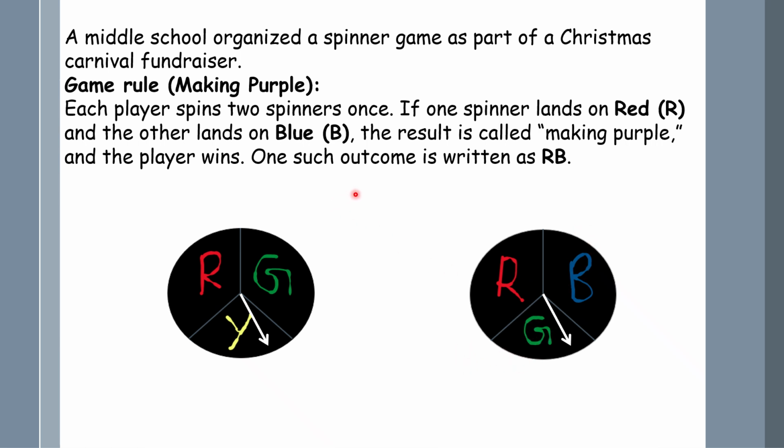The rule of the game is making purple. So we get purple color if we get red from the first spinner and blue from the second spinner. One such outcome is written as RB. RB is making purple. The one who makes this possible, that is, getting red on the first spinner and blue on the second spinner, is declared the winner.